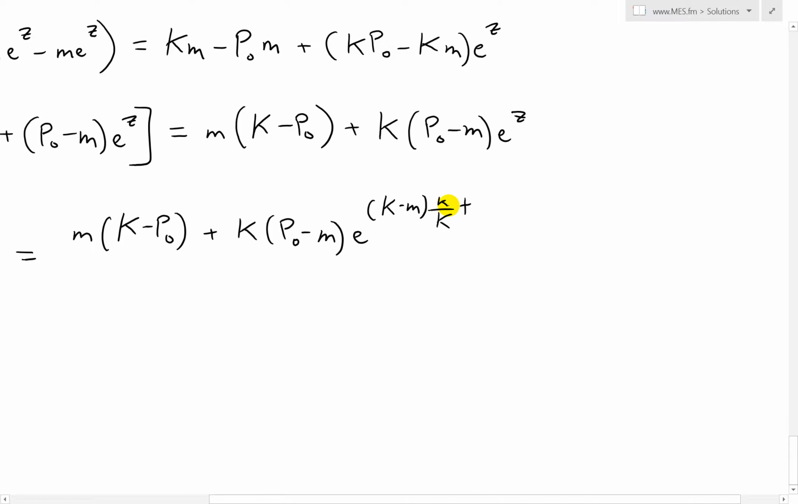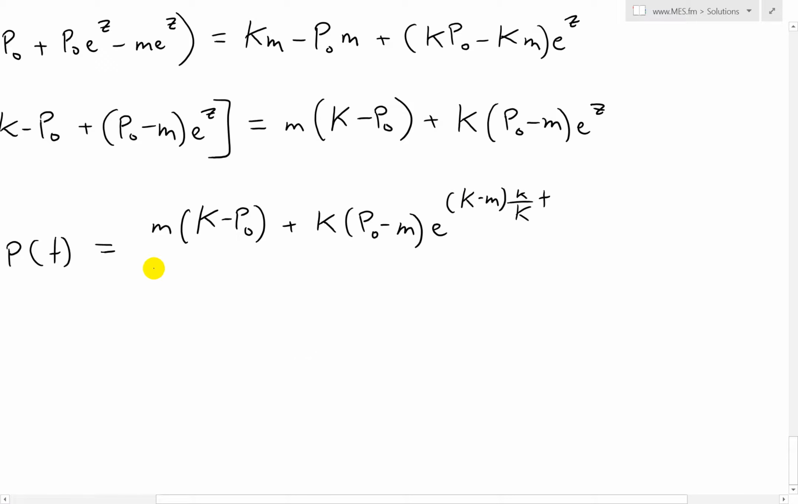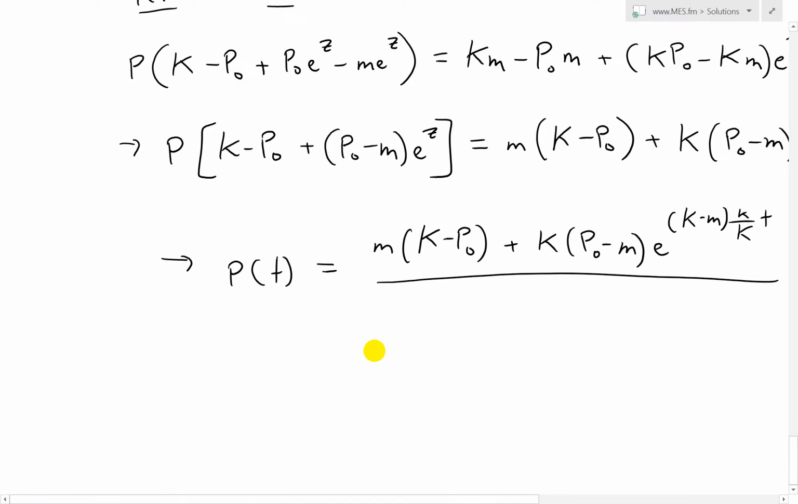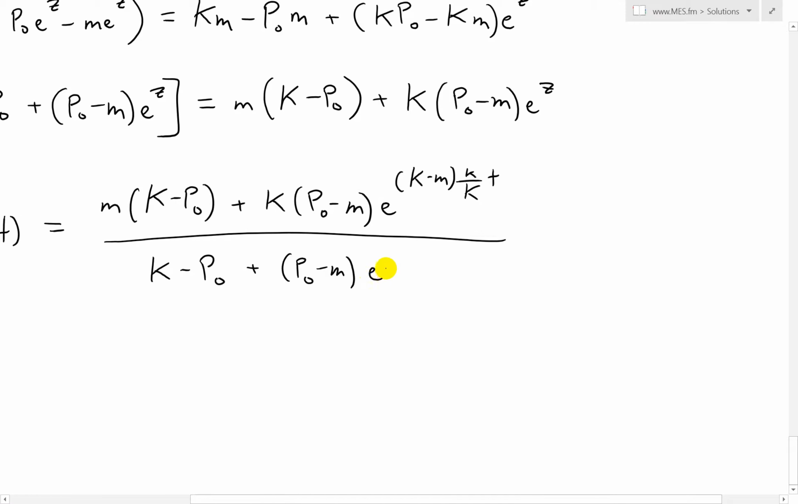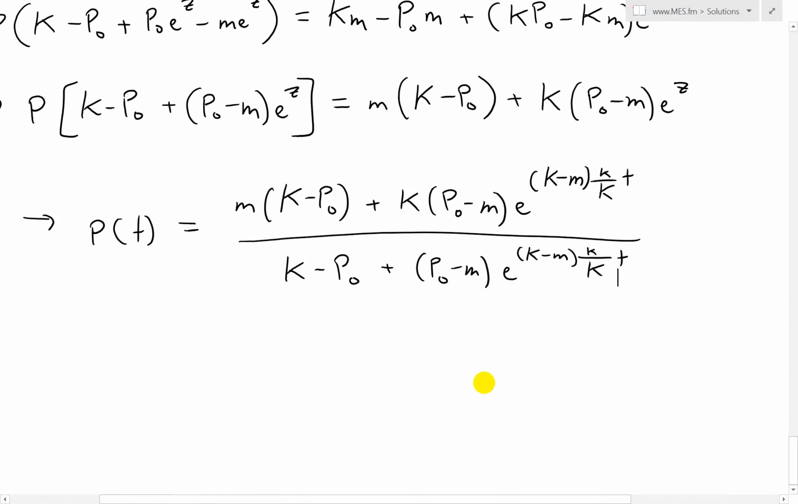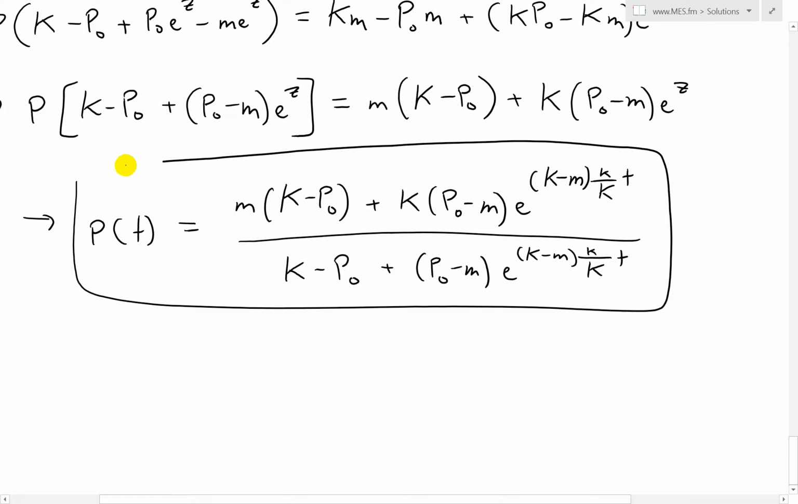Let's write this neater again, like that. And then all divided by this entire side on this side there. This is going to be a k minus p0, and then this is going to be plus p0 minus m, and then e to the exact same thing over there: k minus m, little k over capital K, and then t. Yeah, now there is our final answer. This is a pretty giant answer.